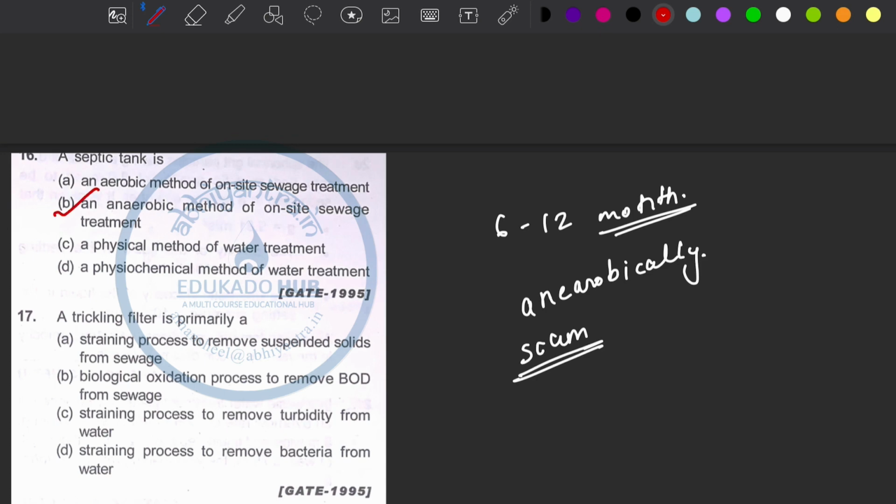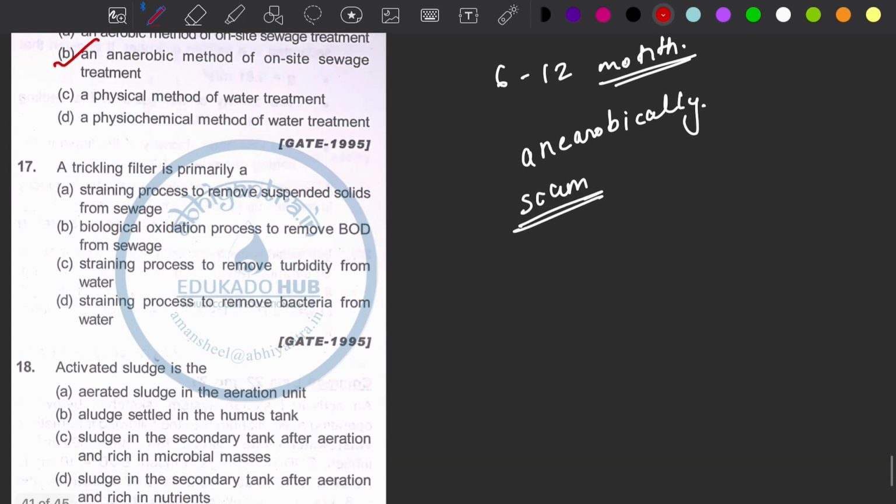Next is question 17. A trickling filter is primarily a straining process to remove suspended solids. That is wrong. Biological oxidation process to remove BOD from sewage. Straining process to remove turbidity, no. Straining process to remove bacteria, no. We are not straining, we are decomposing, right? By aerobic bacteria, mostly heterotrophic bacteria. So there is oxidation, right? So option B will be the most correct option. Option B.